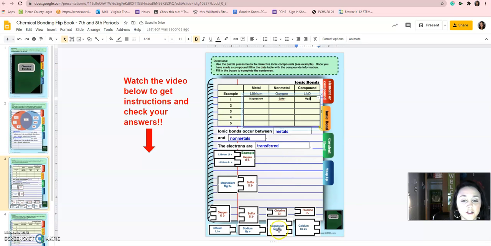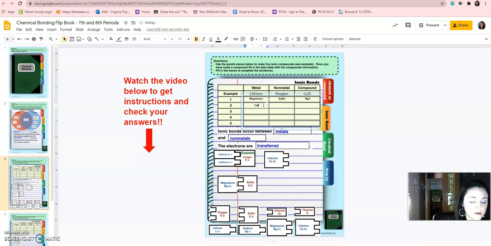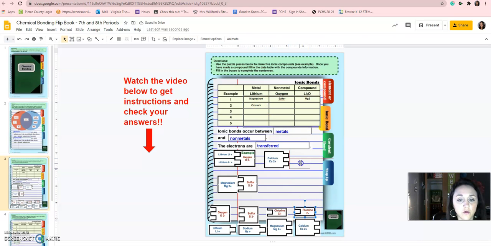All right, let's try another one. Let's try calcium as our metal. I'm going to go ahead and write, you can do these in any order that you want to, calcium. And then I'm going to choose a small one like fluorine. Now fluorine, if I just put 1 here, notice that's not going to fill it up. So I need to put 2.